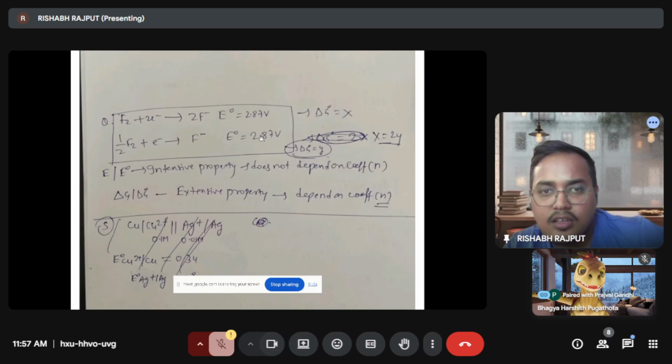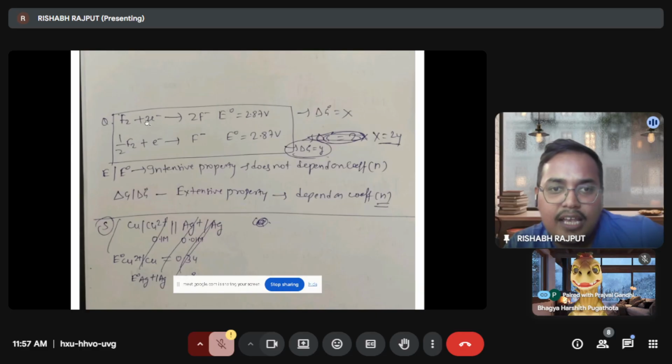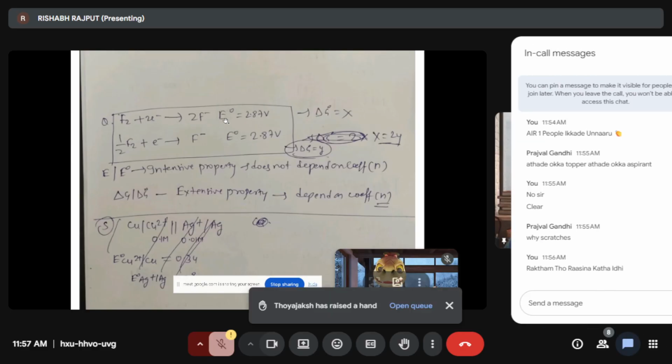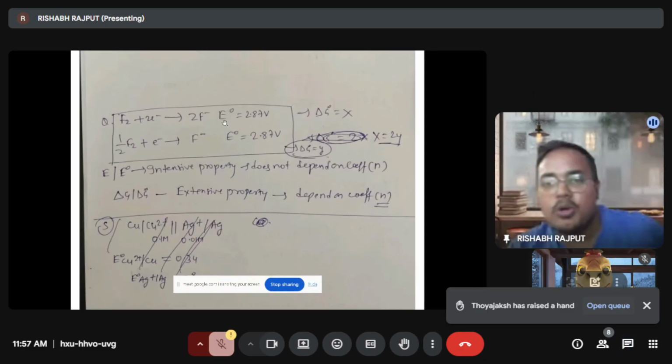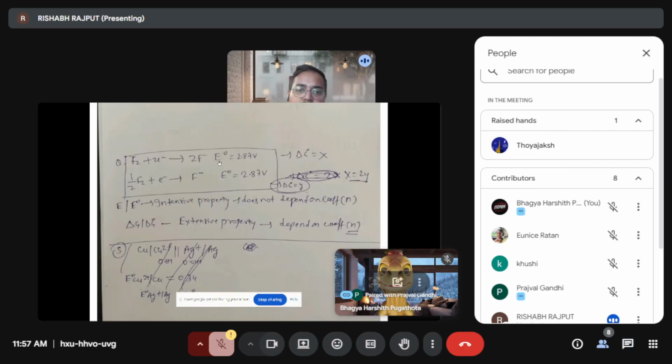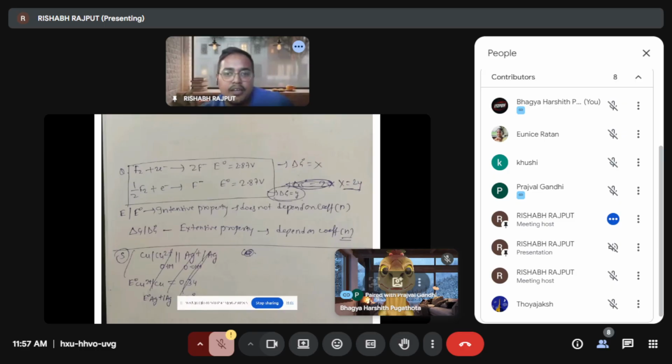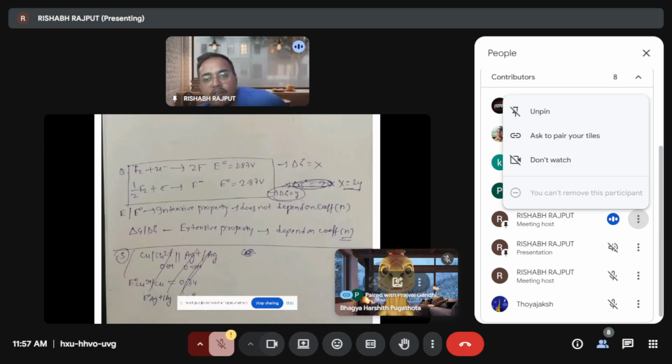Whenever I change the n value, the E naught value is every time the same. So do not confuse it. Why? Because E naught does not depend on the stoichiometric coefficient.